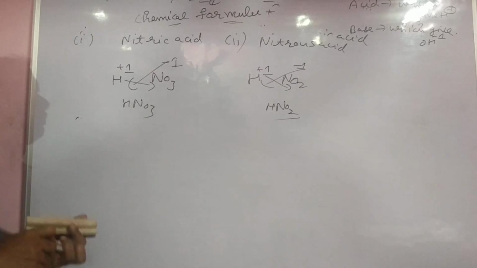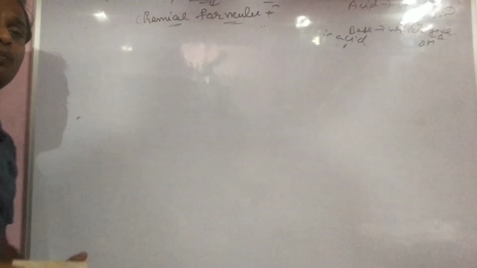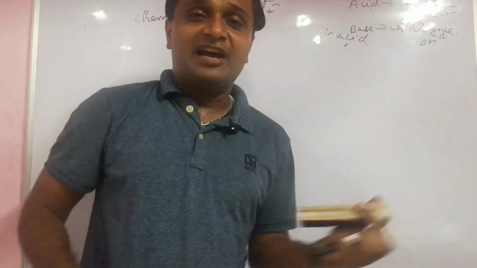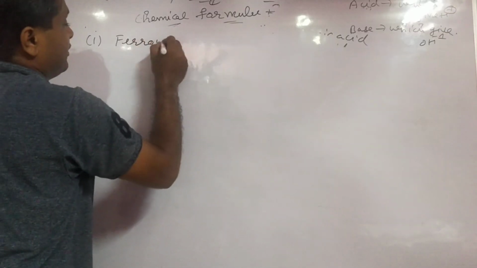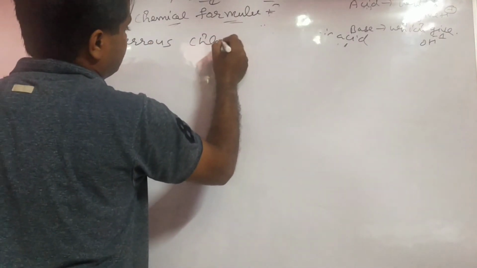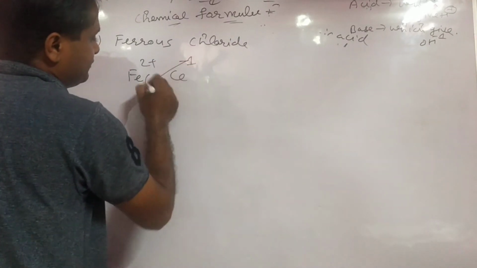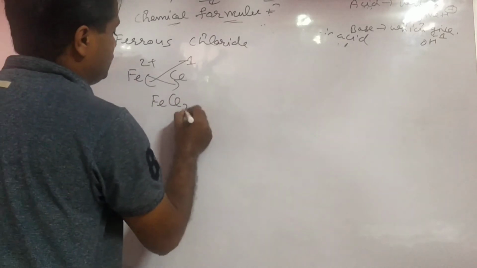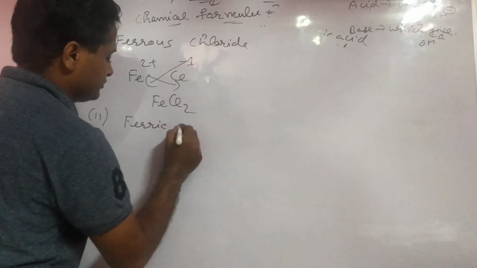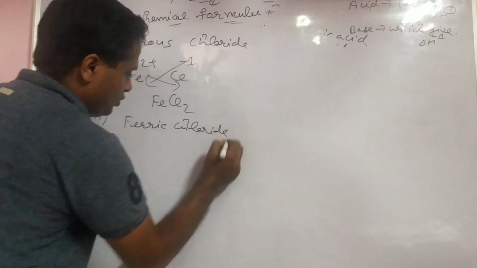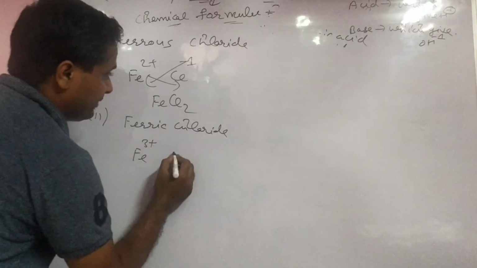So these are the acids, and now we discuss some variable valency, like cuprous, cupric, ferrous, ferric. First of all, ferrous chloride. Ferrous is always Fe2 positive, chloride is 1 negative, FeCl2. If we use ferric chloride, you know that ferrous is 2 positive and ferric is 3 positive.